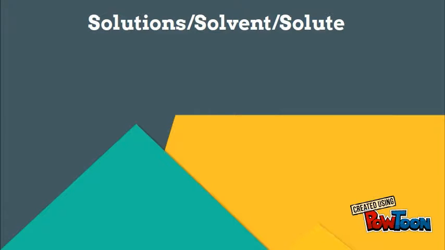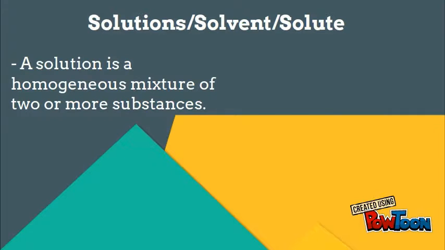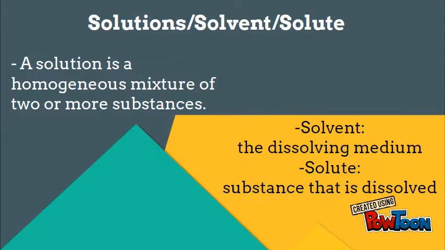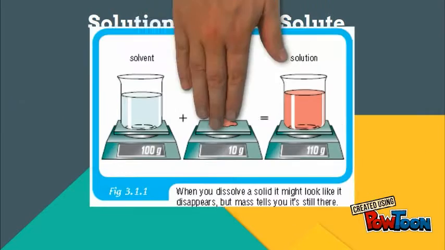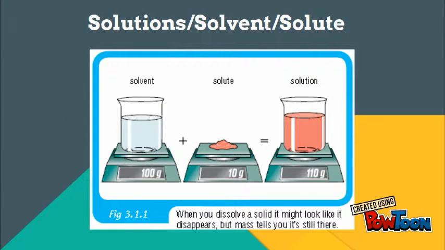Alright, so what is a solution, solvent, or a solute? Well, a solution is a homogeneous mixture of two or more substances in a single phase. The dissolving medium in a solution is called the solvent, and the substance dissolved in a solution is called the solute. In a solution, atoms, molecules, or ions are thoroughly mixed, resulting in a mixture that has the same composition and properties throughout.